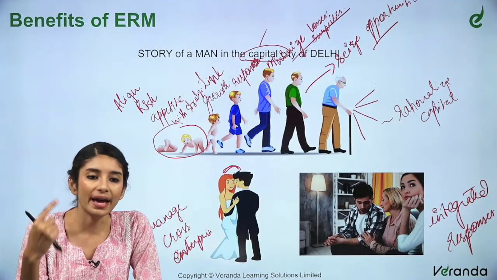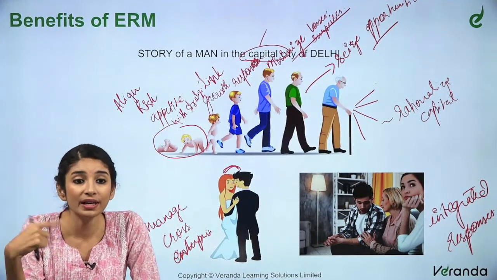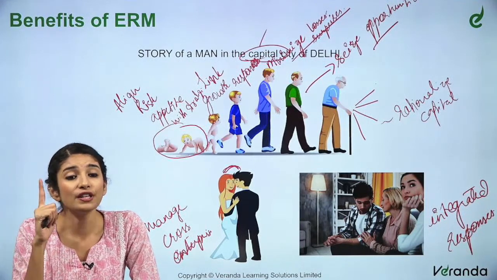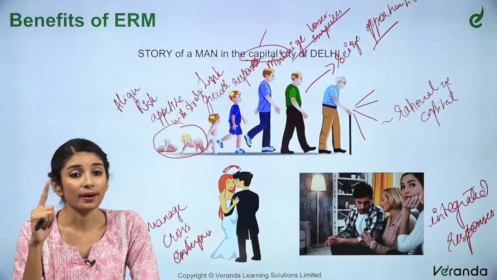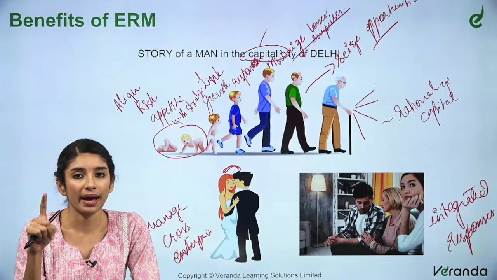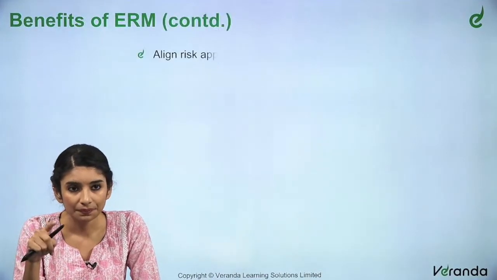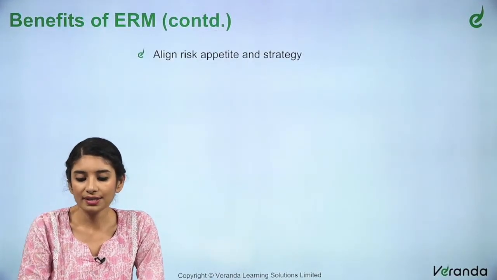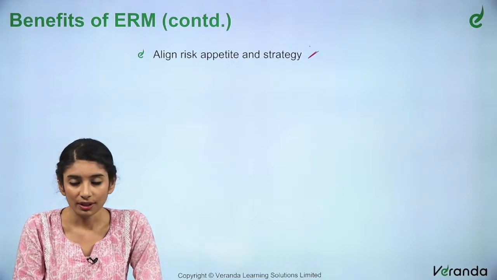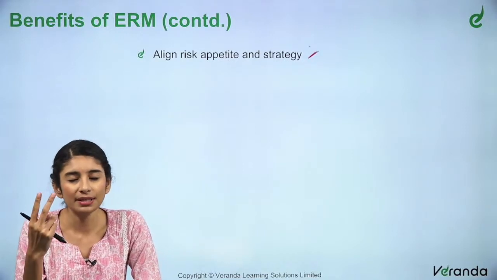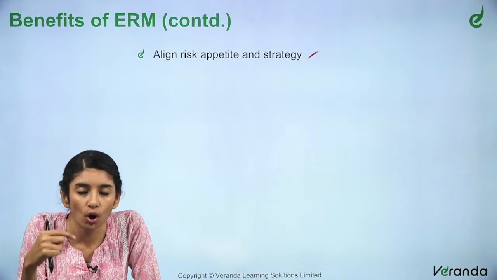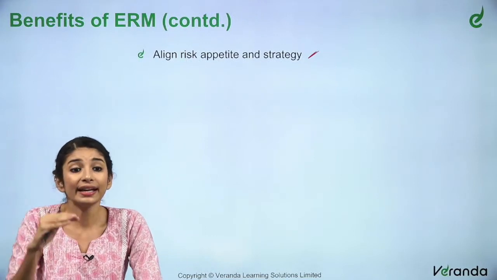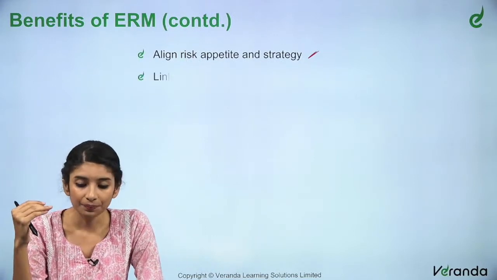So, now we are doing the benefits of ERM, the story of a man. Clear with the distinction? Okay. Align risk appetite and strategy. Second point, all of you tell me the second point. Link growth, risk and return.